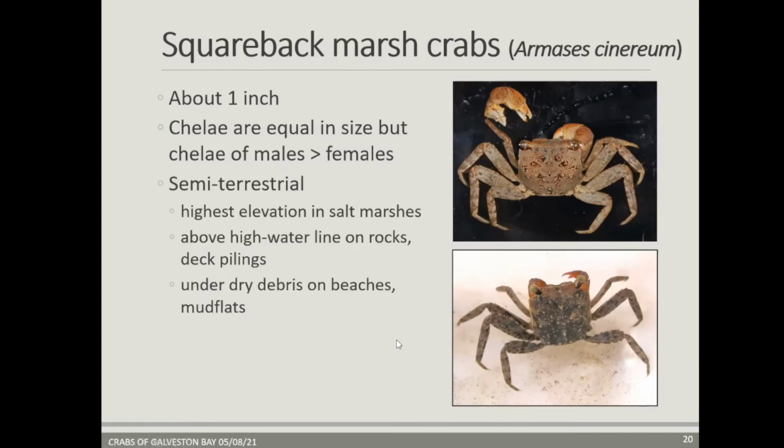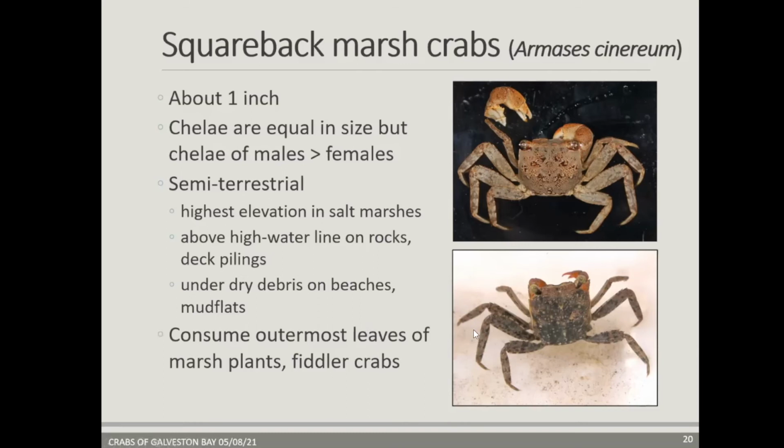These are semi-terrestrial. So if you see a little tiny crab that's way up high in the marsh, way away from the water, or climbing up and down pilings on docks, or up on the top of the rocks in the jetties, and they're little tiny, those are probably squareback marsh crabs.